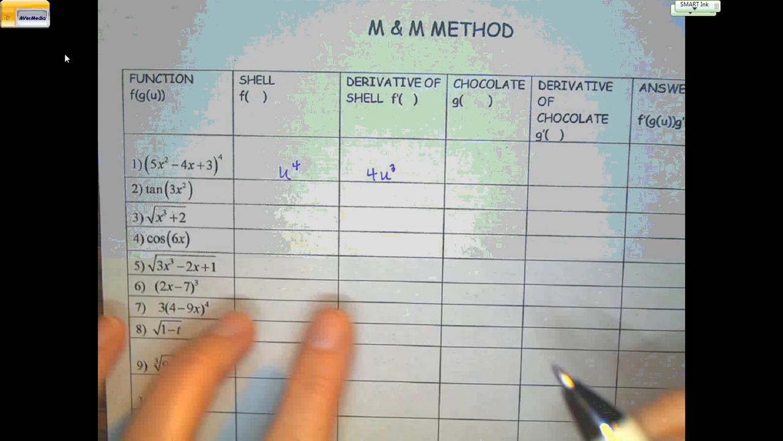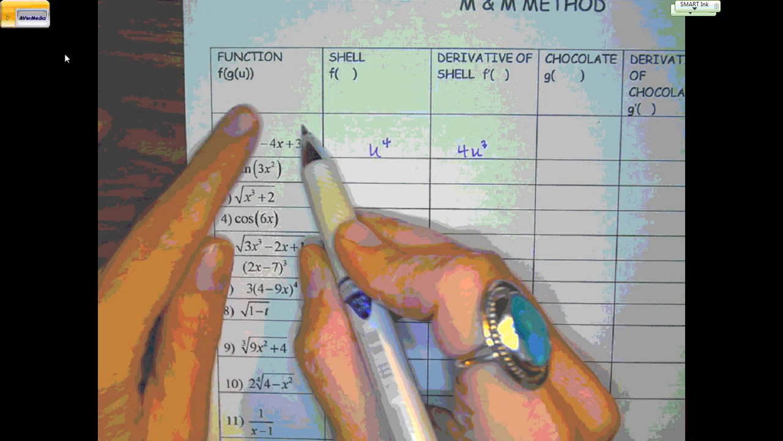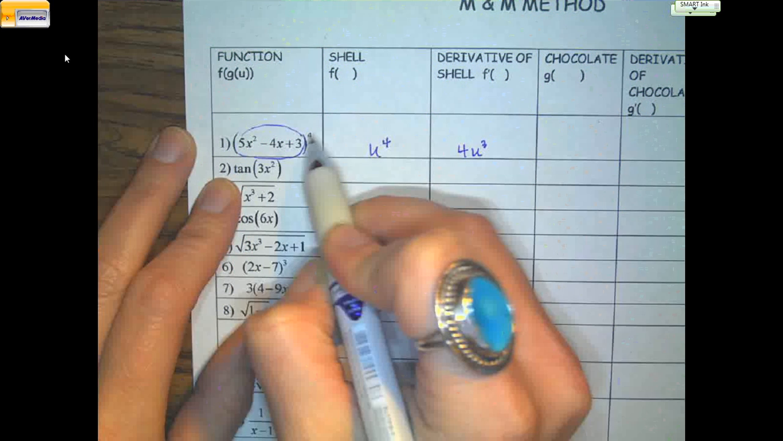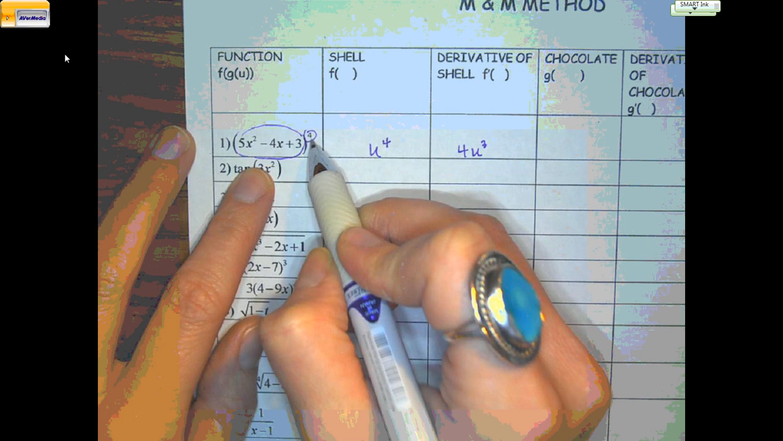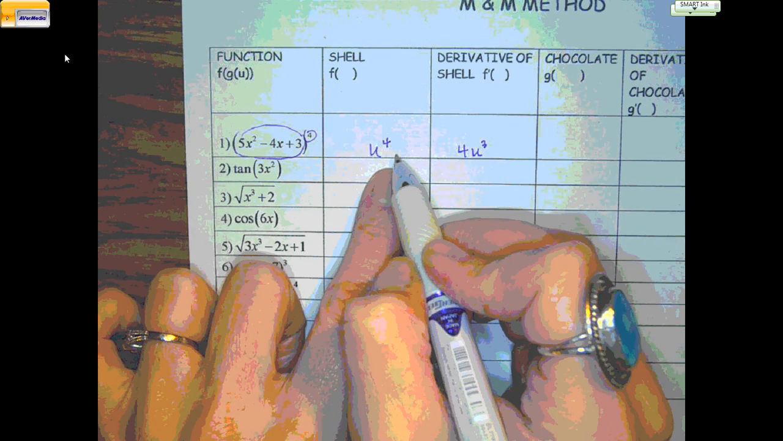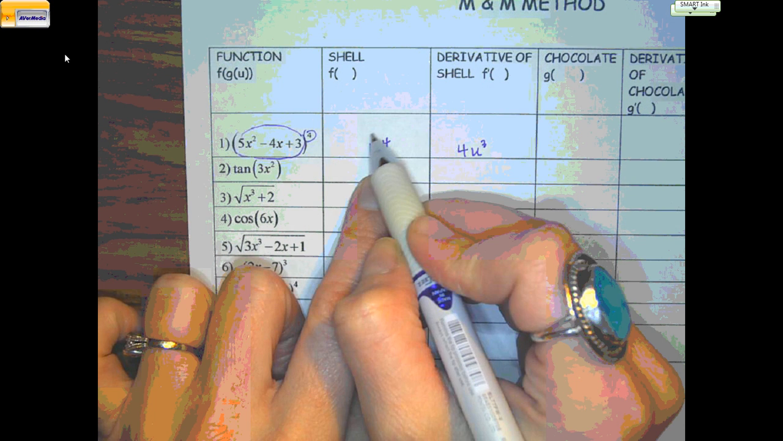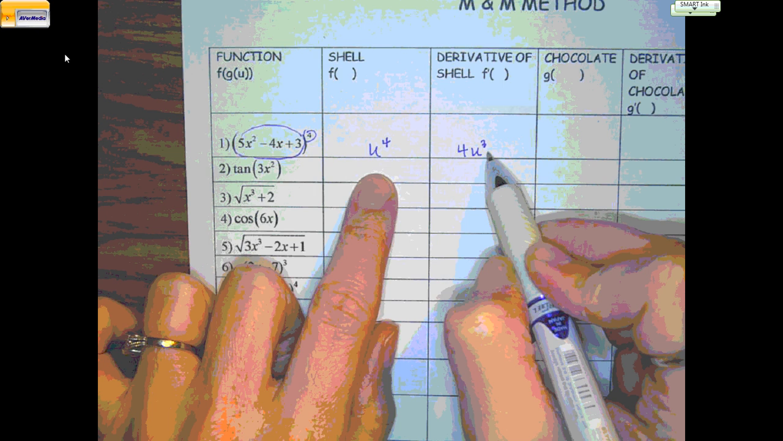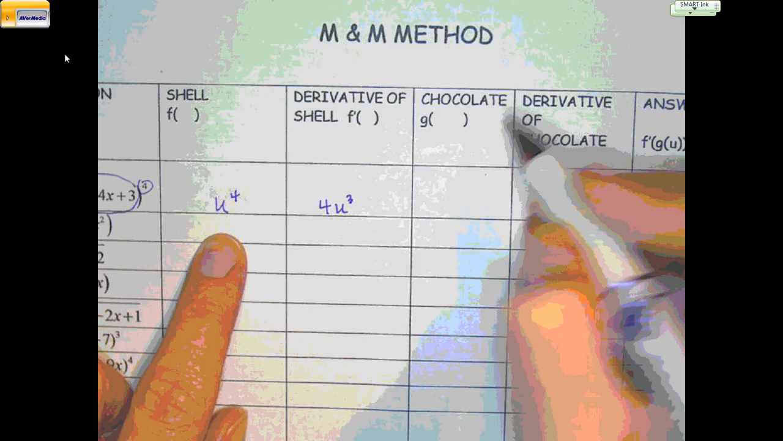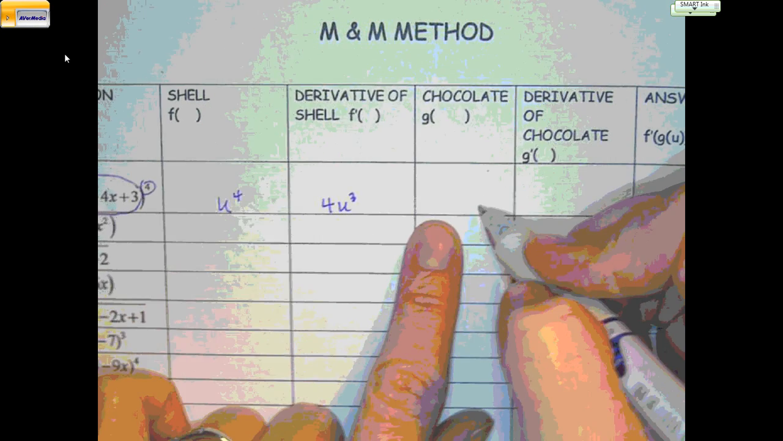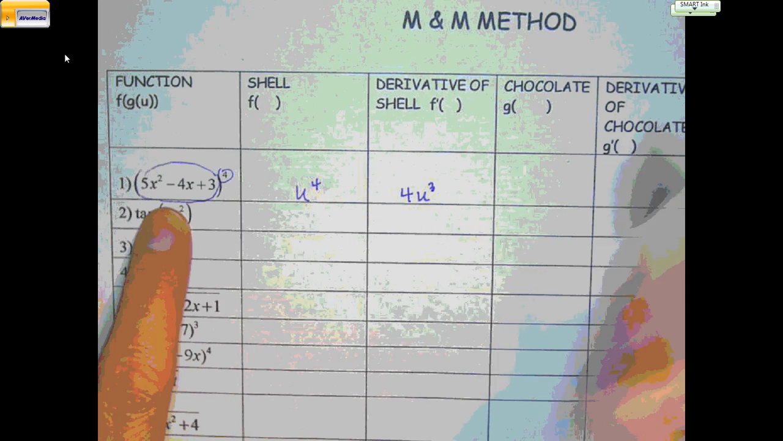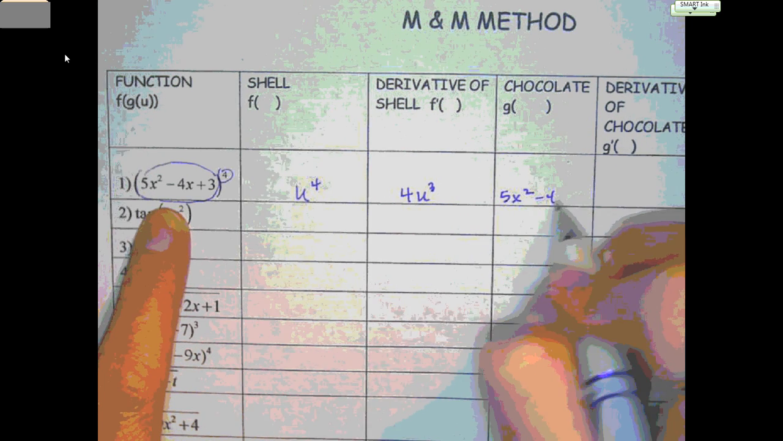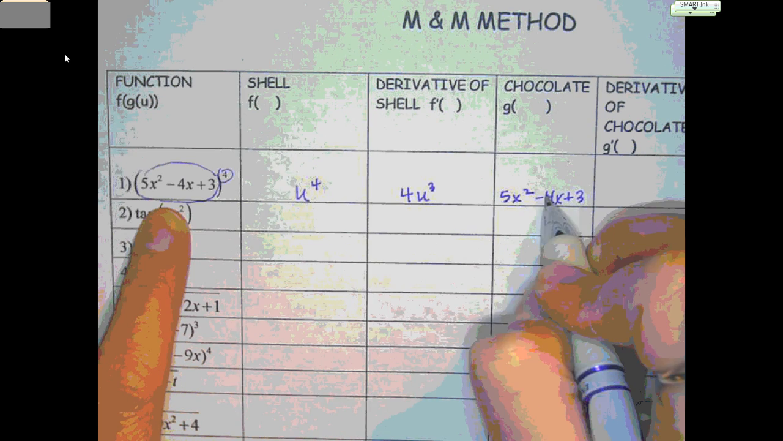Yes? So the outer candy shell, the outer function is that we're taking this whole piece and we're taking it to the 4th. That's the outer function. The derivative, we use the power rule, multiply by 4 and lower that exponent by 1. So we have 4u cubed. All right? The chocolate, the inner part, the inner function. What is the inner function over here? Right, 5x squared minus 4x plus 3.